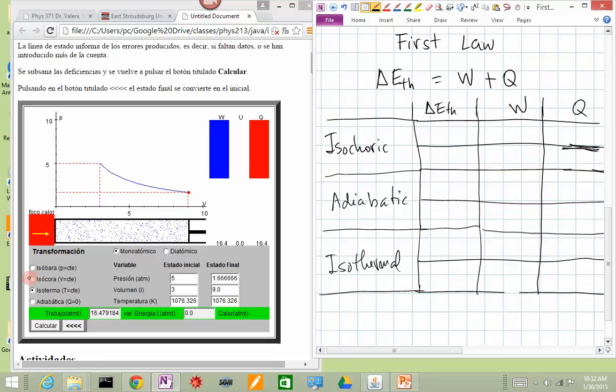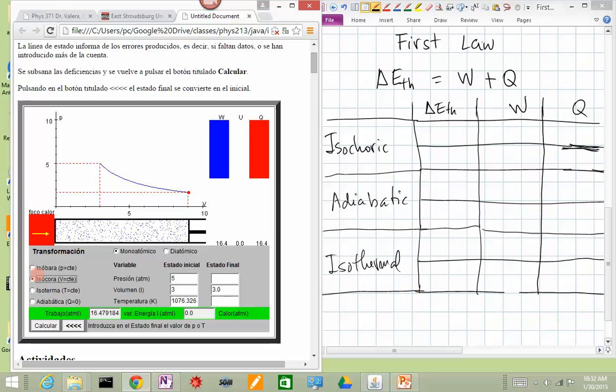So let's start with an isochoric process and let's increase the energy. Let's see what happens if there is a positive change in energy for an isochoric process. So let's start with a pressure of, let's say, 3, and let's finish with a pressure of 9, and the volume remains the same. So let's see what happens in that case.